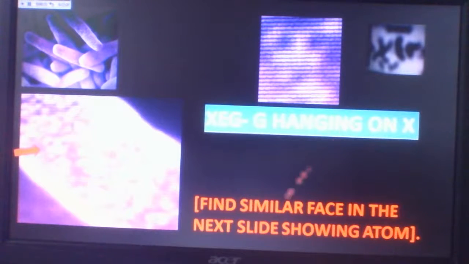Now find a similar face in the next slide showing atom. This is atom movement captured in real time, and look at that same beast face. Is there 5G? It's an SEG on its own, and that's it. I've cut it out there, and I've drawn it for you, making another SEG with the next bit of beast. Attaching to this, all the beasts attached to each other, so you know where to begin and where to stop.